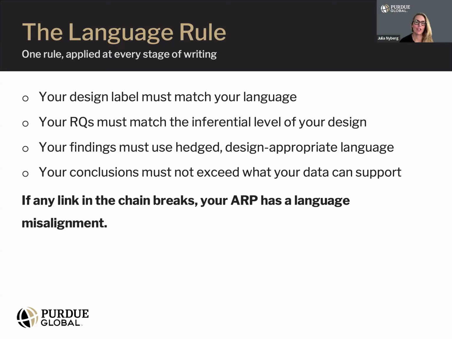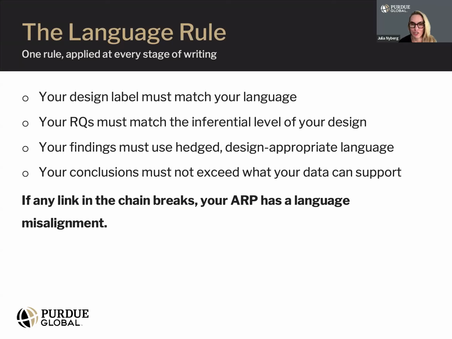3, your findings section. Your findings in chapters 4 and chapter 5 must use design appropriate language. And this is most often where these errors occur. You run your analysis correctly, but then the narrative is using causal language. The analysis was right, but the words describing it were wrong.